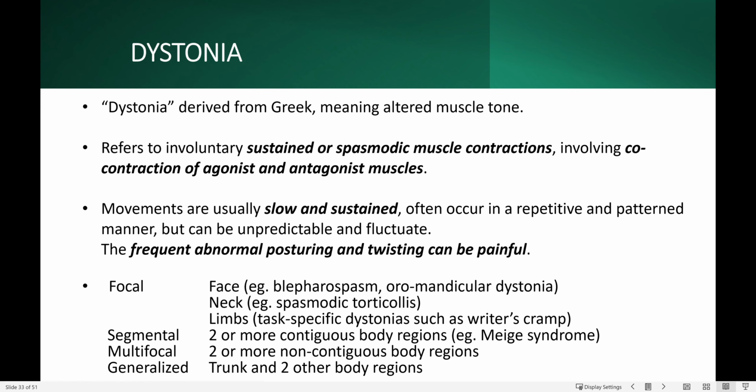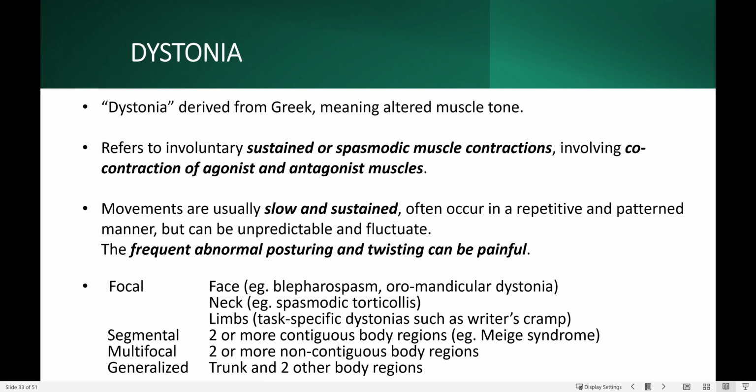Dystonia is from the Greek meaning altered muscle tone, and it refers to sustained or spasmodic muscle contractions involving co-contraction of agonist and antagonist muscles, resulting in movements that are slow and sustained, often with abnormal posturing and twisting, which can be painful.